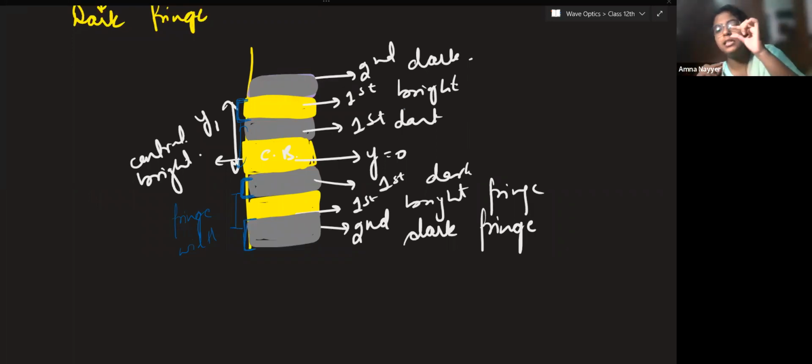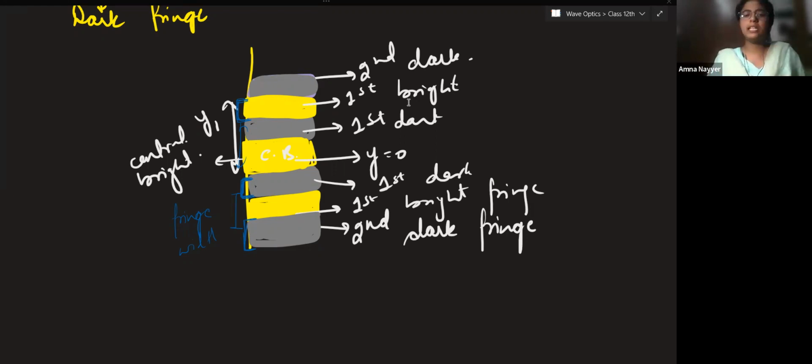See, you have the central bright fringe, then one dark, another dark, then you have another bright, another bright. So fringe width does not mean how thick a fringe is. If I ask what is the width of a bright fringe or a dark fringe, that means the separation between consecutive fringes: between first dark and second dark, or first bright and second bright, or second and third, or third and fourth. The separation between two consecutive fringes, either bright or dark, is known as fringe width. So if first dark is here and second dark is here, this becomes the fringe width. Is it clear what the physical meaning of it is?